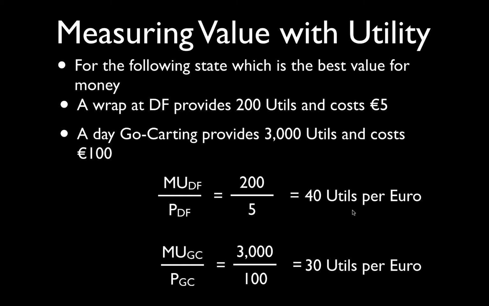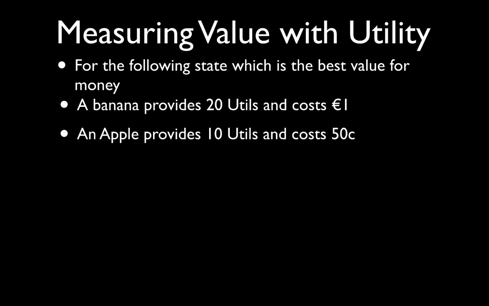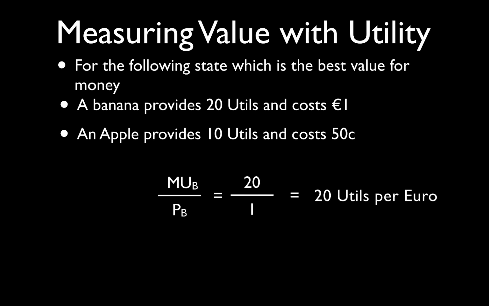Okay, so the wrap in Donnybrook Fair is the one that yields the highest utils per euro, and as such we will buy that first at least. And the last one is banana provides 20 utils and costs €1, and apple provides 10 utils and costs 50 cents. So again, 50 cents is half a euro.